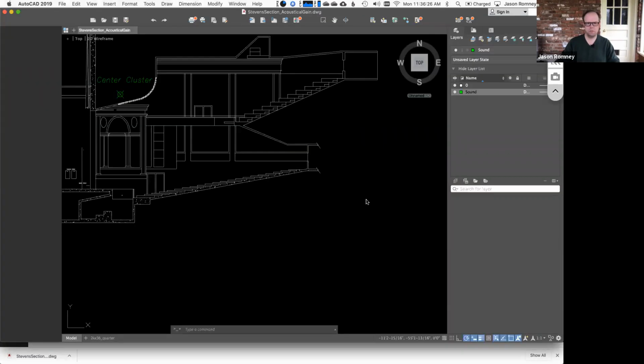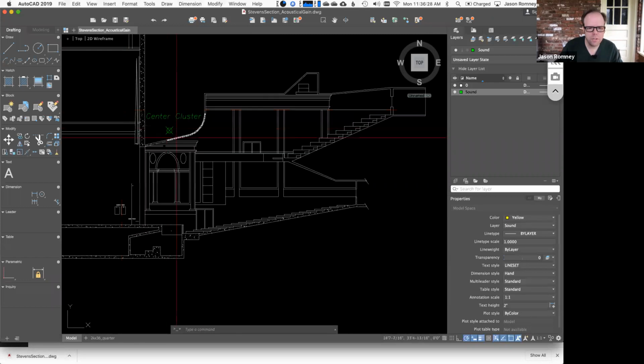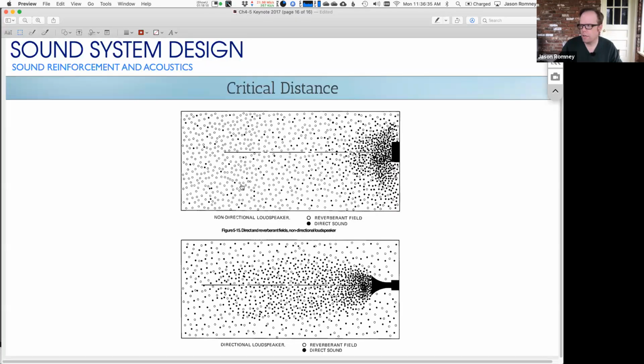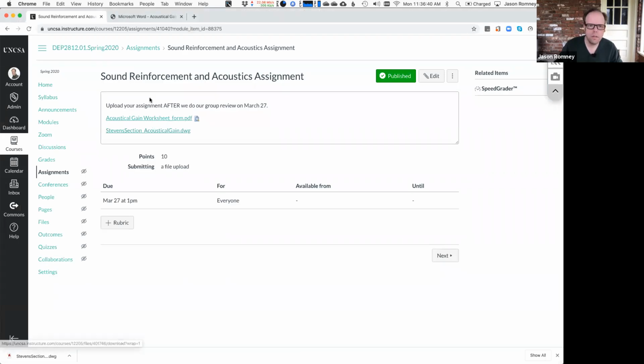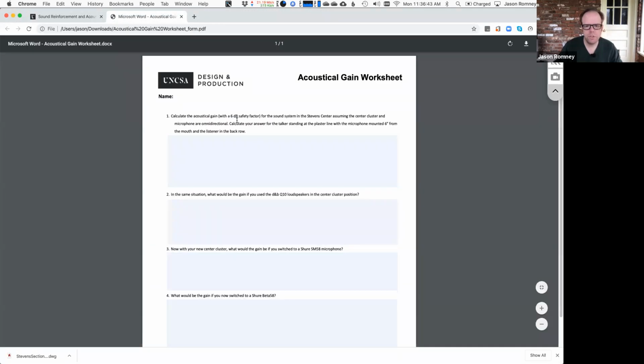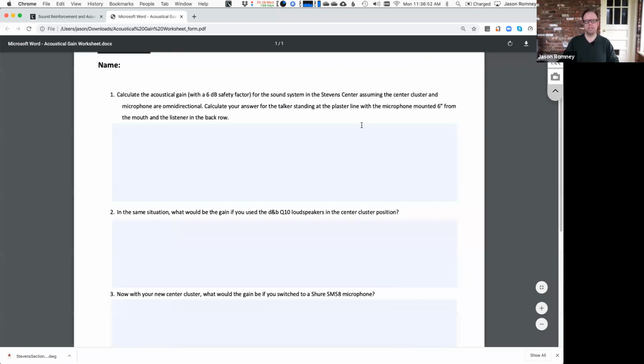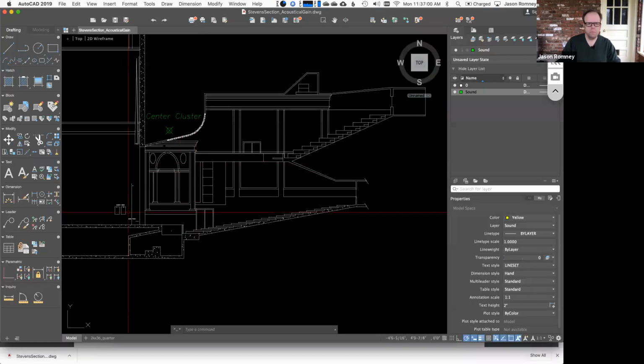Okay, so this is where the center cluster is. And what I'm asking you to do is, in the Stevens Center, assuming the center cluster and the microphone are omnidirectional at that center cluster location, calculate the answer for the talker standing at the plaster line with a microphone 6 inches from their mouth and the listener sitting in the back row. So you should be able to go to this CAD file, put a talker standing here at the plaster line and a listener over here at the back row orchestra, and figure out what that acoustical gain will be.